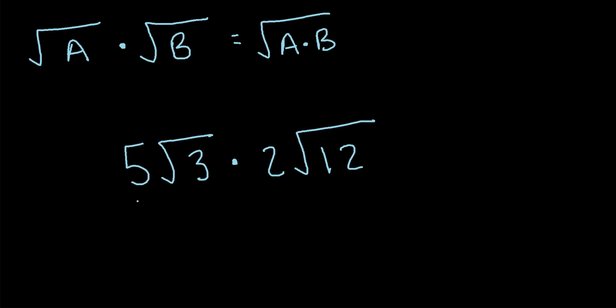So our final answer is 40 times the square root of 6. All right, let's try another one. Let's say we have 5 times the square root of 3 times 2 times the square root of 12.